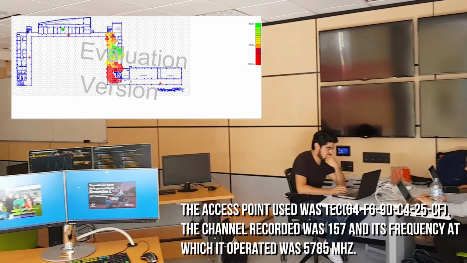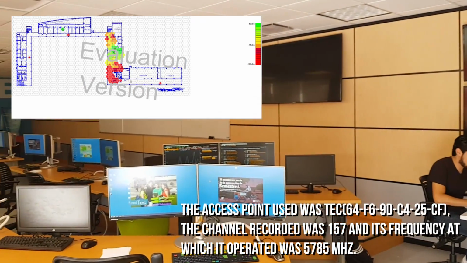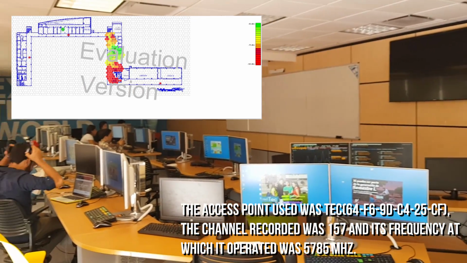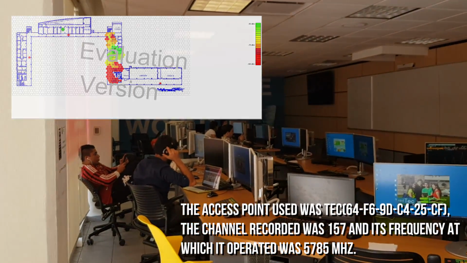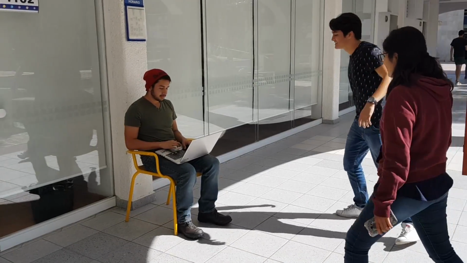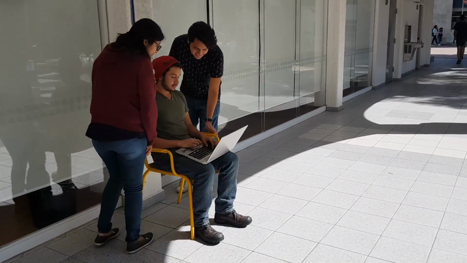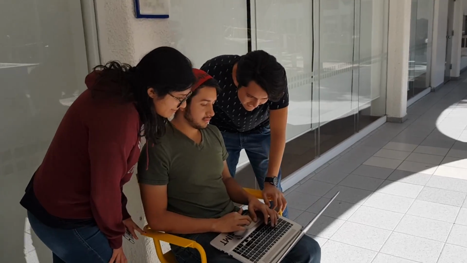Inside the classrooms, the propagation phenomenon observed was reflection. Like light, the electromagnetic waves reflected well on materials such as metal and wood. These materials were present in the classrooms, on the whiteboard, and the walls.